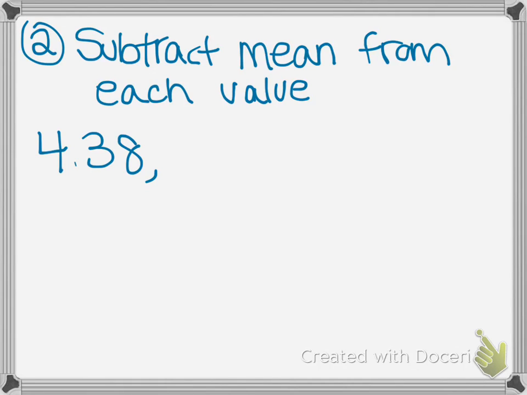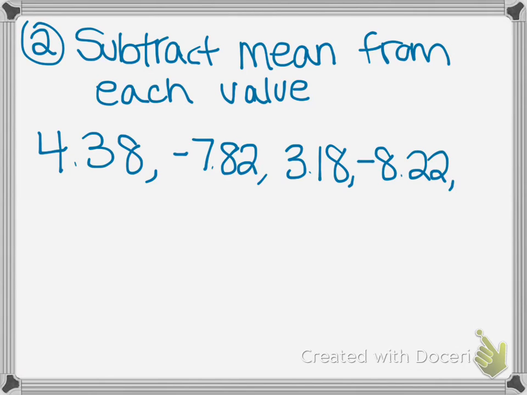The Camry value is negative 7.82. The Sienna value is 3.18. The Yaris value is negative 8.22. And then our 4Runner is 8.48. Okay, so our third step is to then take these values and square them.